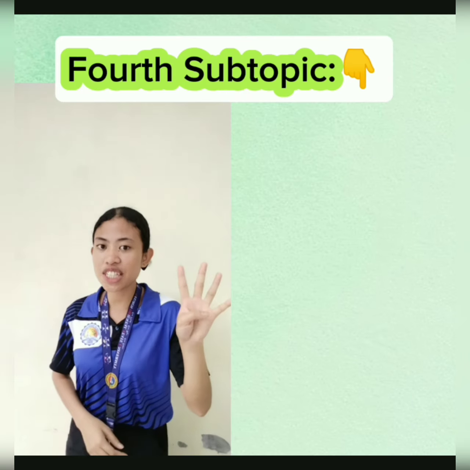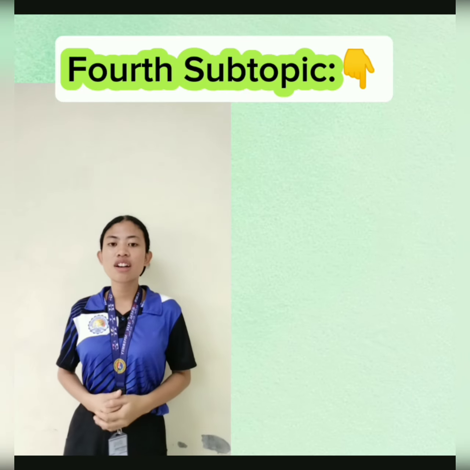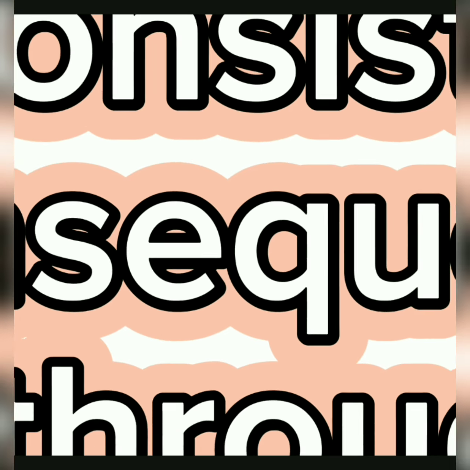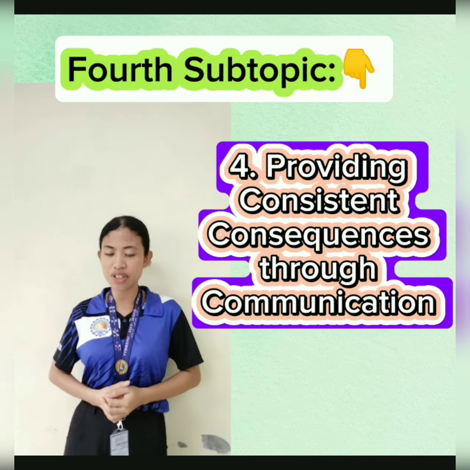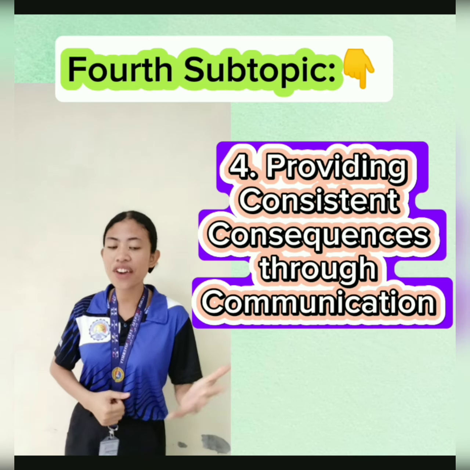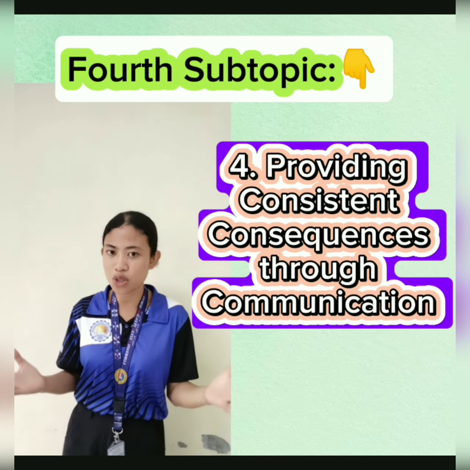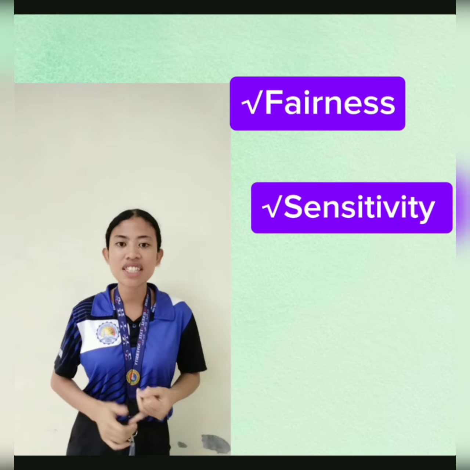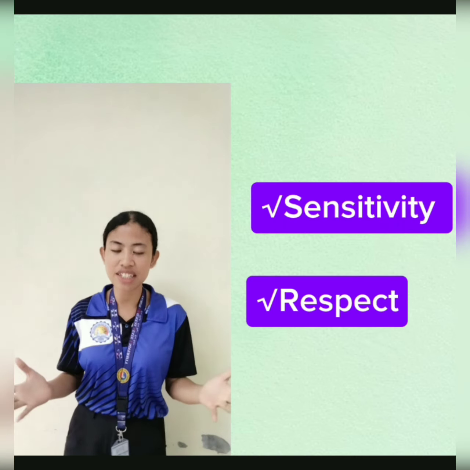The fourth subtopic is all about providing consistent consequences through communication. Rules are only effective when they are applied fairly and consistently to all students. Teachers must clearly explain the consequences of breaking the rules and follow through each time. It develops fairness, sensitivity, and respect.